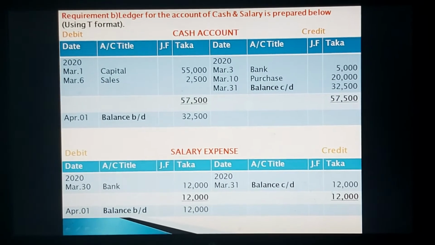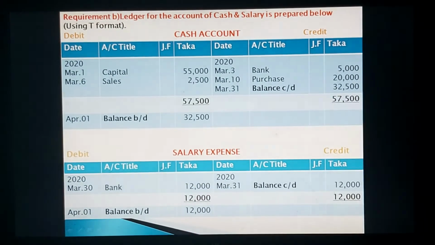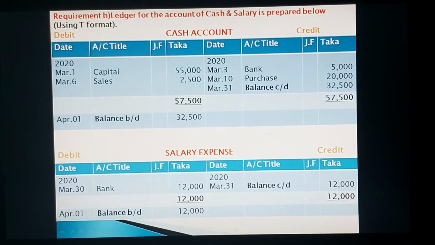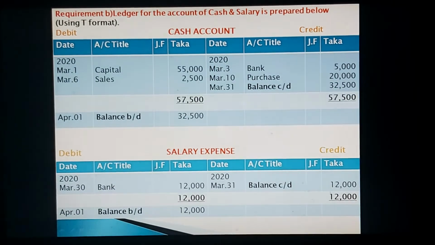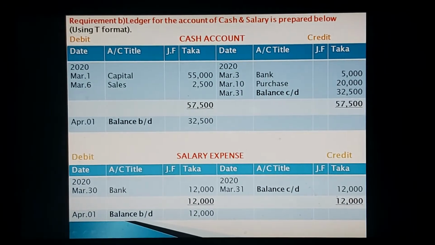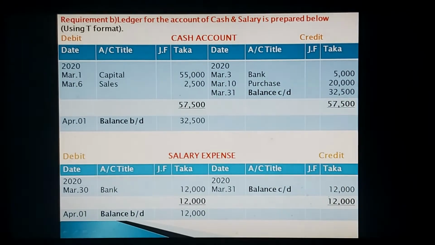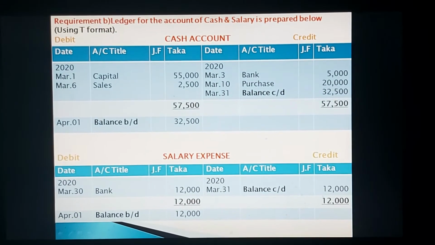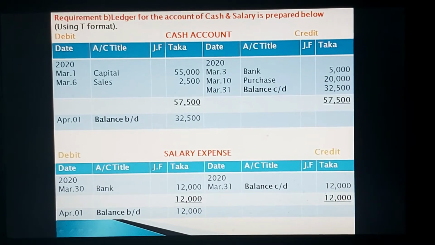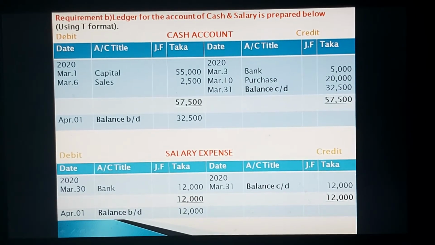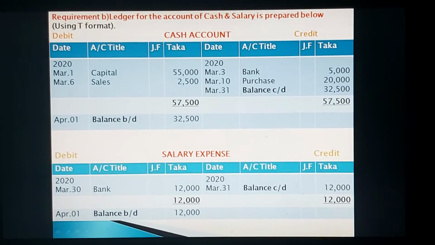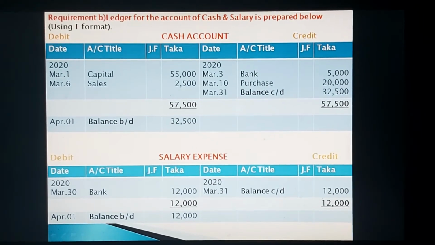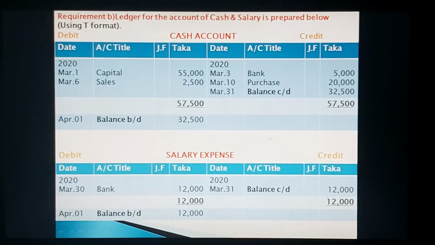that is March 31. You can write in this way every time when preparing a ledger for an account. March 31 balance CD taka 12,000. Again, this is the way you have to apply. Now you can take the balance CD to the next month, and for the opening date, balance BD, that is balance brought down taka 12,000.